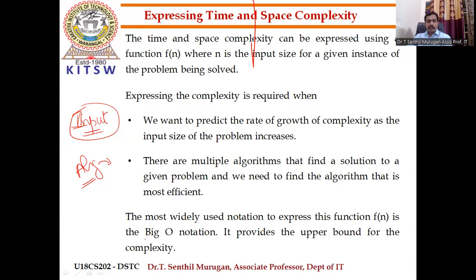There are big O notations normally. If we are mentioning the time complexity f of n, here n is the number of inputs. Based on that, it will be represented using big O notation. So it may be n, n square, log n, 2n, like that. It is based on the number of inputs.